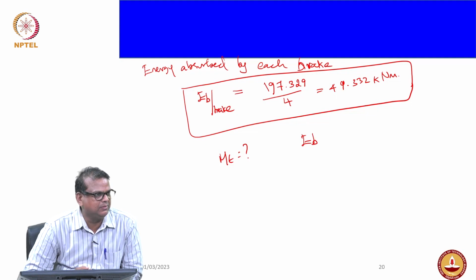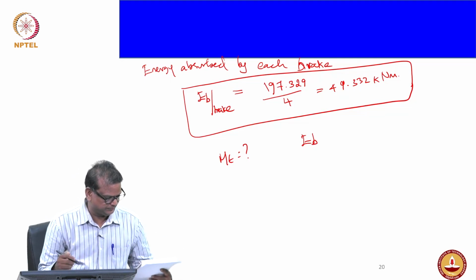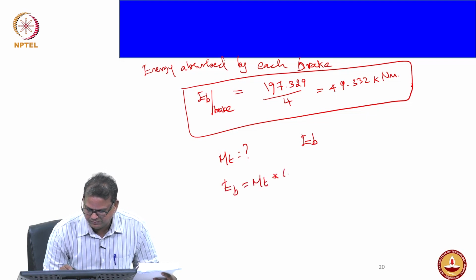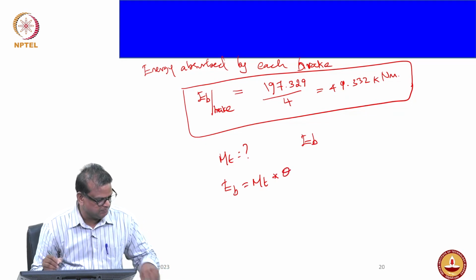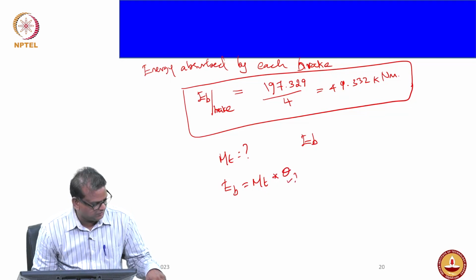Torque into angular, right? Can we say angular rotation, angular acceleration? Angular velocity. Okay. If you do that, you are able to find out the torque, right? So in fact, your EB equals MT into theta, in radians. Angular rotation is given. Okay, so we need to find out the theta value. What is the value, right?